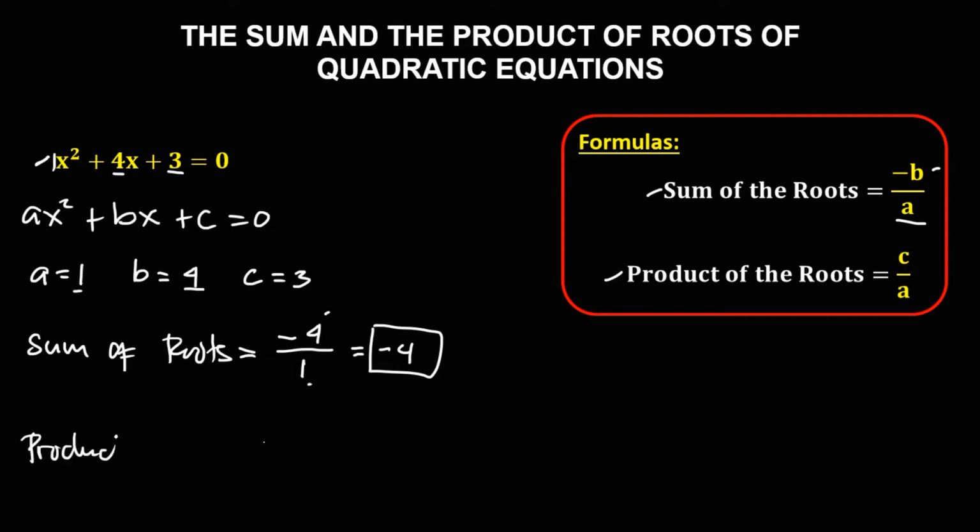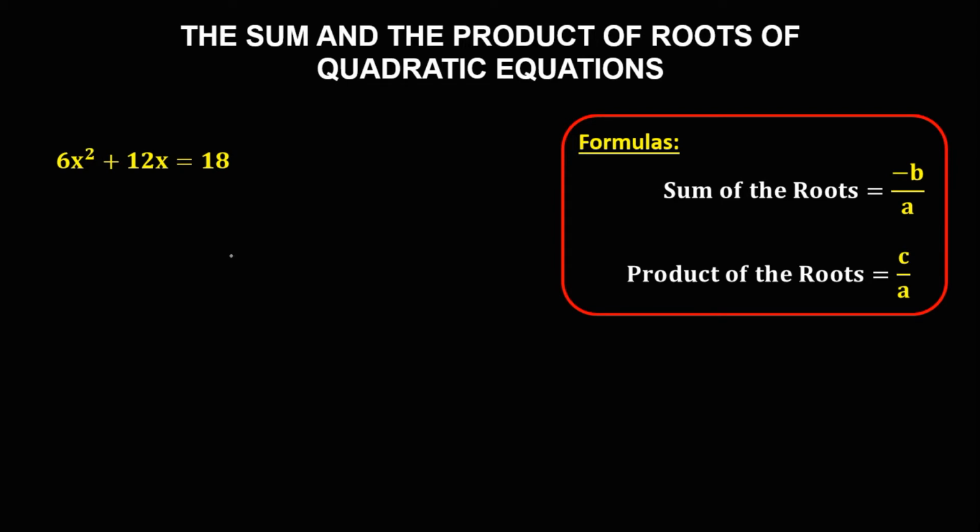Then for the product of the roots, from this formula we have c is positive 3 over a is 1. Then positive 3 divided by 1 is positive 3. So positive 3 is the product of the roots.